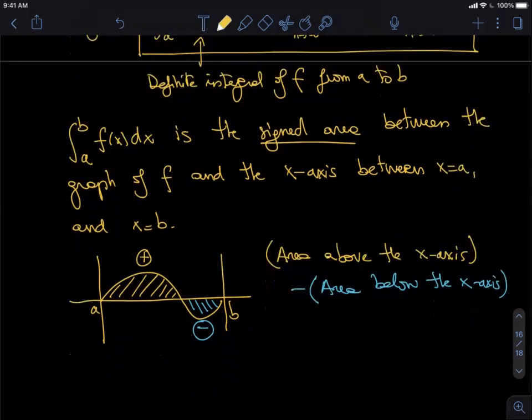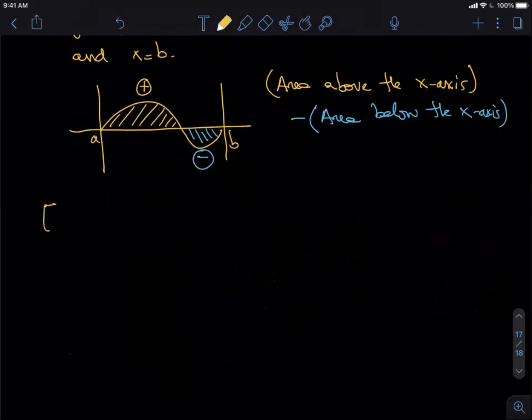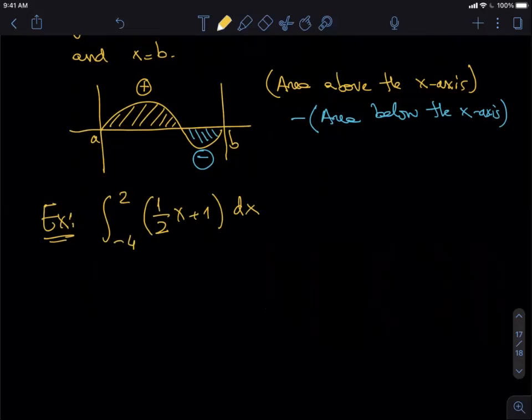So for instance, let's do an example. This is very important. The definition of the integral is the area. It's the limit of the approximations, but the limit of the approximations is the area itself. So we need to keep this notion in mind very clearly, that when we are computing the integral from a to b, from -4 to 2 in this case, what we are actually computing is a signed area. So let's do it for this function, 1/2 of x plus 1.